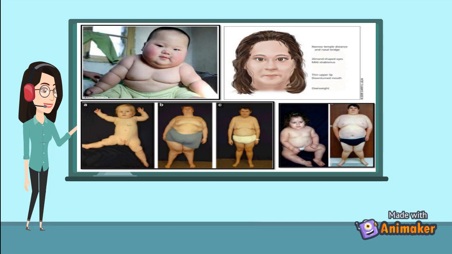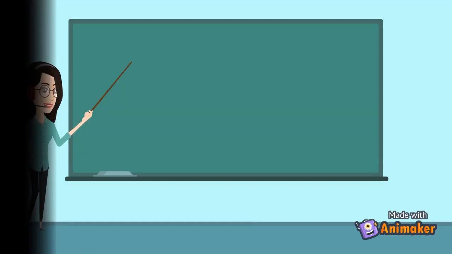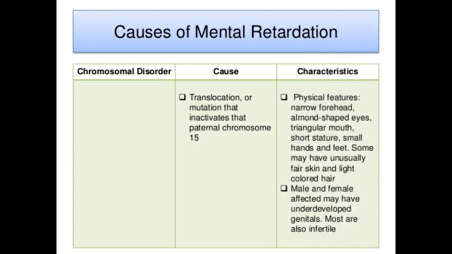Behavior problems are common, such as impulsivity, aggressiveness, temper tantrums, obsessive-compulsive behavior, and some forms of injurious behavior, such as skin picking. Other features include delayed motor skills, short stature, small hands and feet, and underdeveloped genitalia.